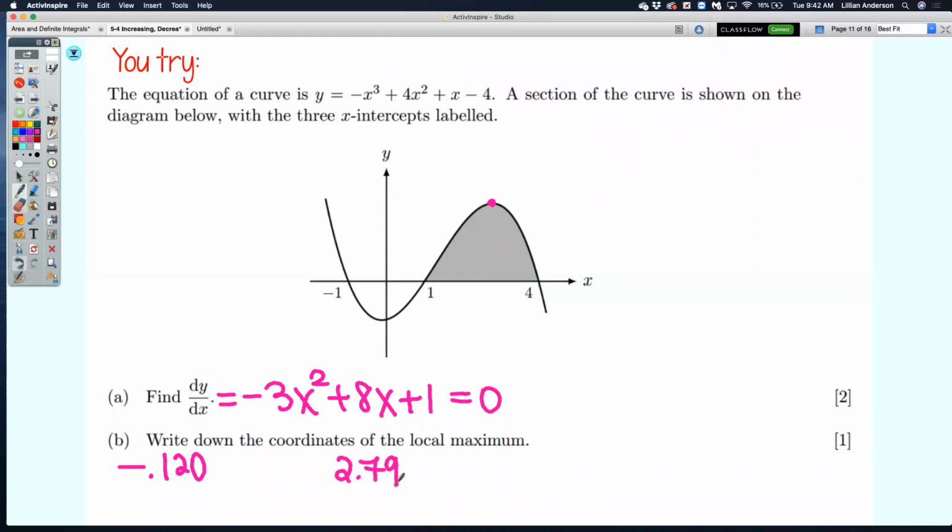Okay. So one of them is the local maximum. Which one is the local maximum? Is it the negative number or the positive number? It's the positive, because again, the maximum occurs in between 1 and 4. So it's not this one, but this one. And it's asking me to write down the coordinates. So I can take this value and plug it back into the original to get my corresponding y coordinate to answer this question fully.